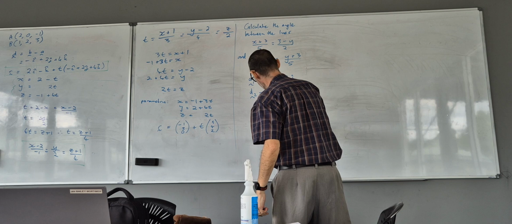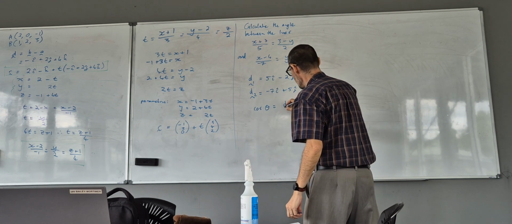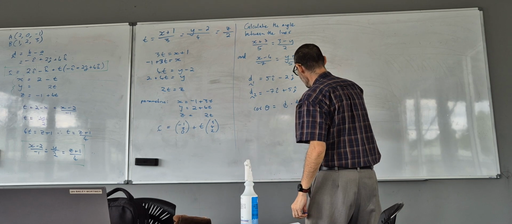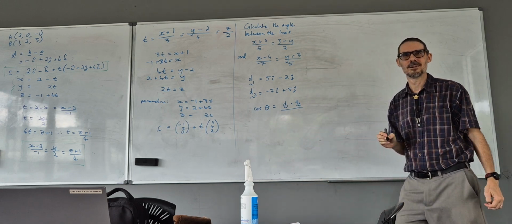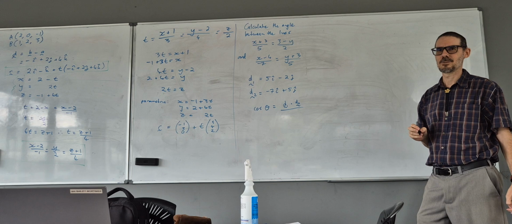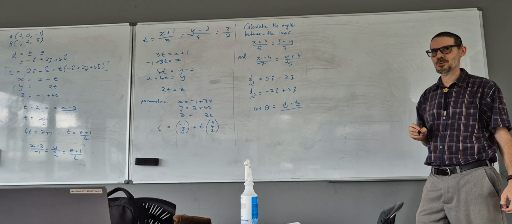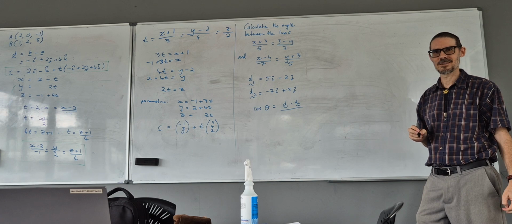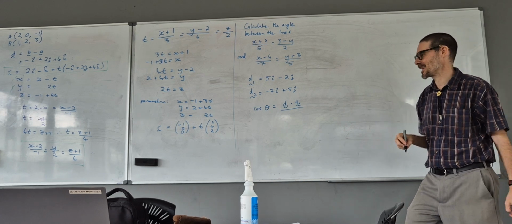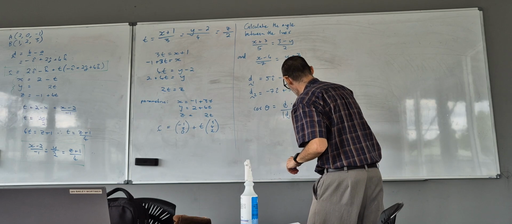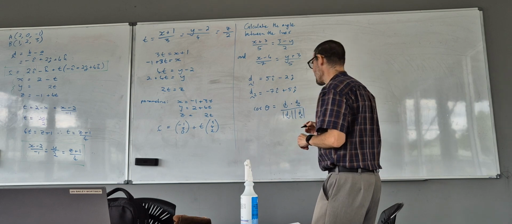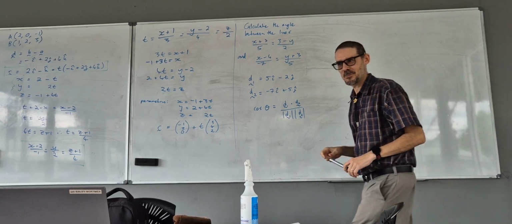Cos theta is d1 dot d2 over the length of d1 times the length of d2. Wasn't it yesterday? No, yesterday was parametric. Okay, end of last week then. Sorry. There you go. Length of d1, length of d2. Off you go. Work out the angle.